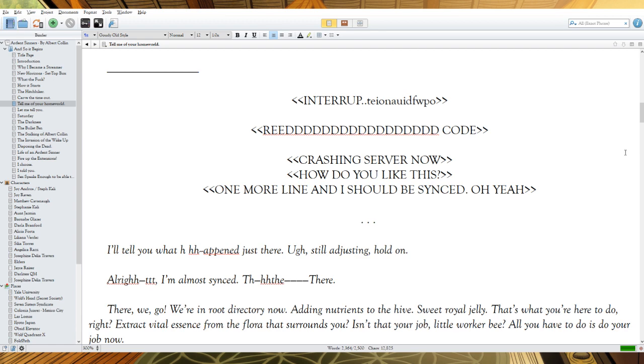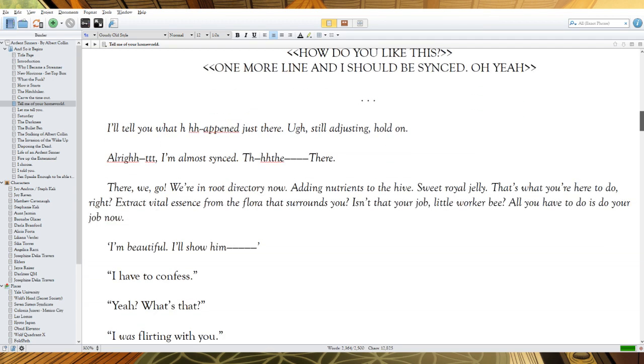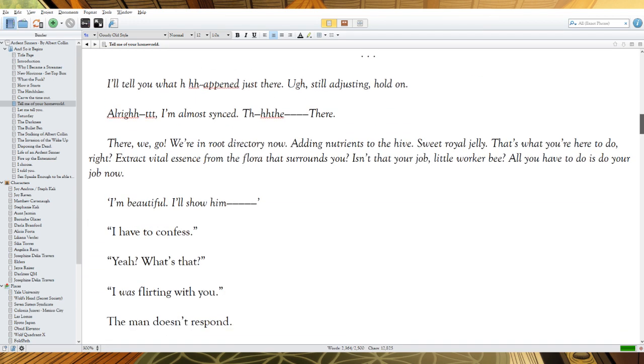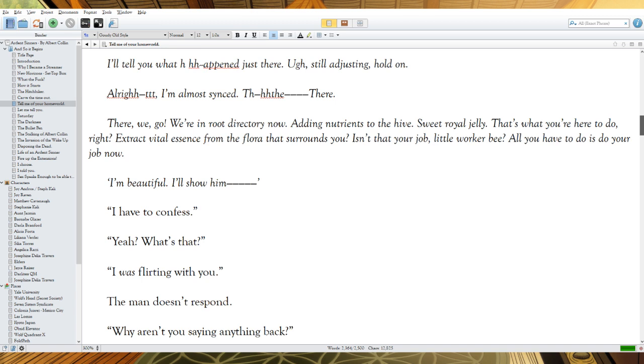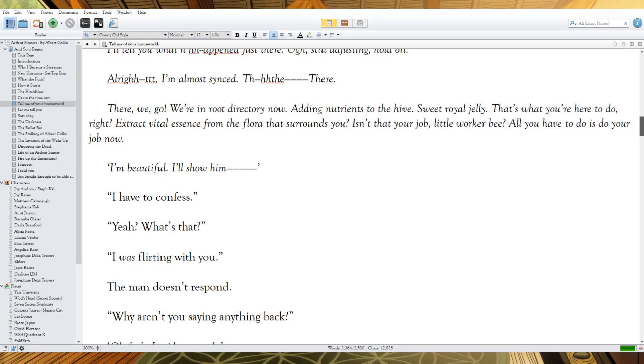Adding nutrients to the hive. Sweet royal jelly. That's what you're here to do, right? Extract vital essence from the flora that surrounds you. Isn't that your job, little worker bee? All you have to do is do your job now. I'm beautiful. I'll show 'em. I have to confess. Yeah, what's that? I was flirting with you.